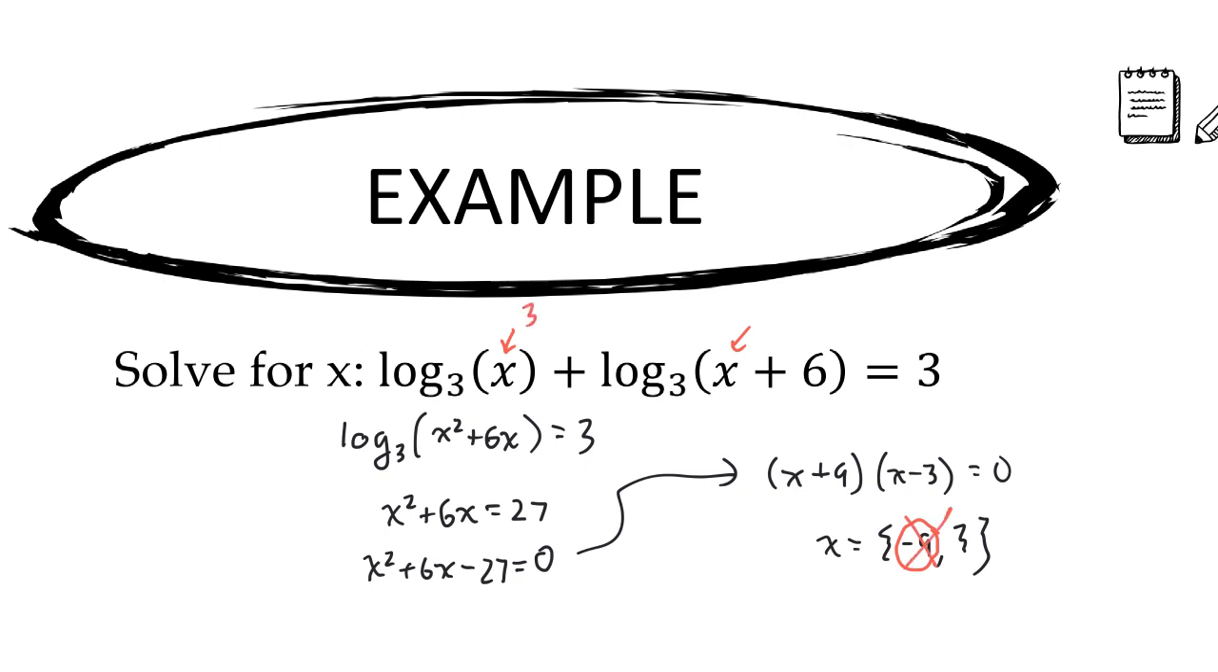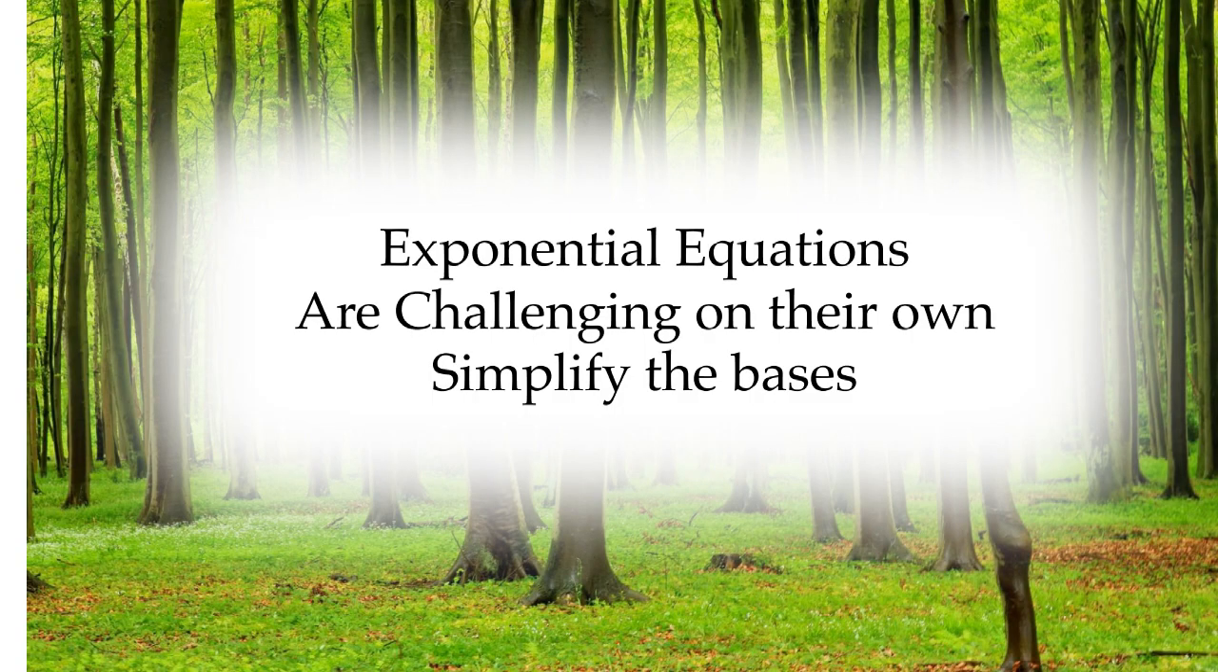Plugging in 3 works out just fine, since log base 3 of 3 is 1, and log base 3 of 9 is 2, and 1 plus 2 is 3. So 3 checks out, but -9 is no good. We'll also look at a couple exponential equations and see that these can be challenging in their own right, starting with this next example.